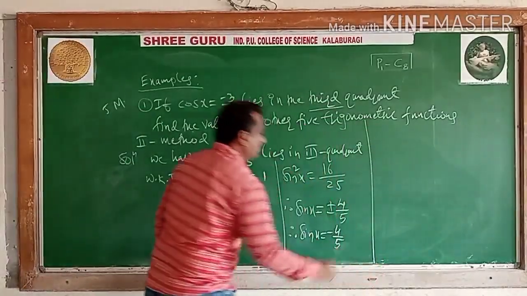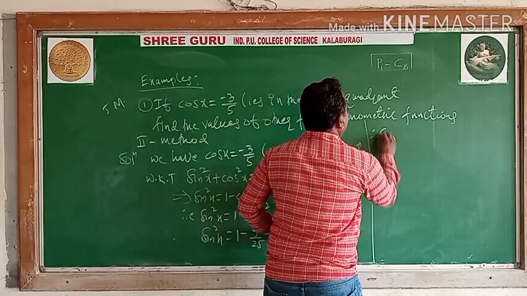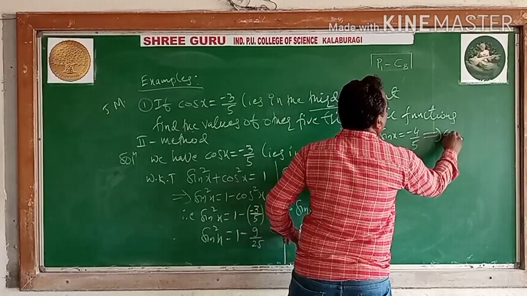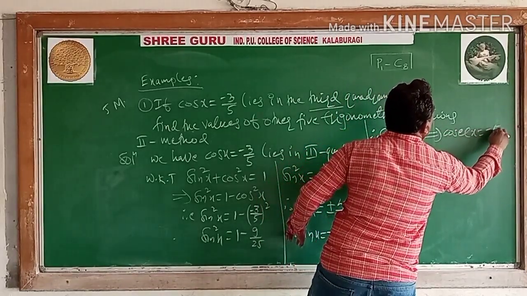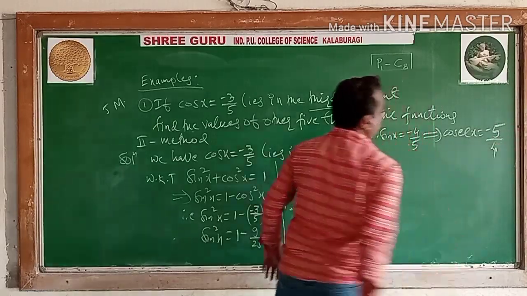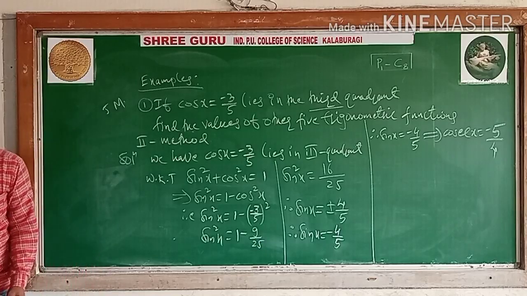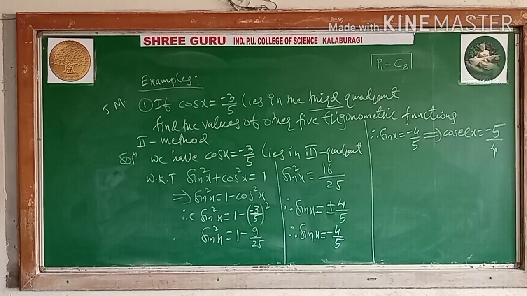Like that, you have to calculate the remaining other functions. Therefore, sin x equals minus 4 by 5. Then what is the reciprocal of sin x? Cosecant x equals minus 5 by 4, the reciprocal of this value, students. Sin x equals minus 4 by 5, so cosecant x, the reciprocal of that value, is minus 5 by 4.